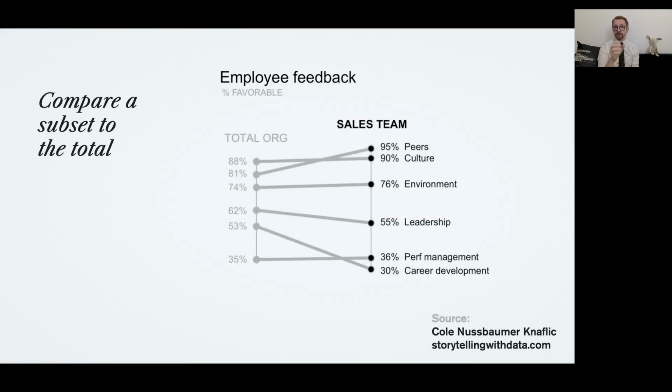This is an example with employee feedback. On the left-hand side, you have the feedback for the whole organization, and on the right, the subset only for the sales team. And it becomes very apparent, for instance, that career development is a bigger issue in the sales team than in the whole organization. The slope graph does a very good job at this.